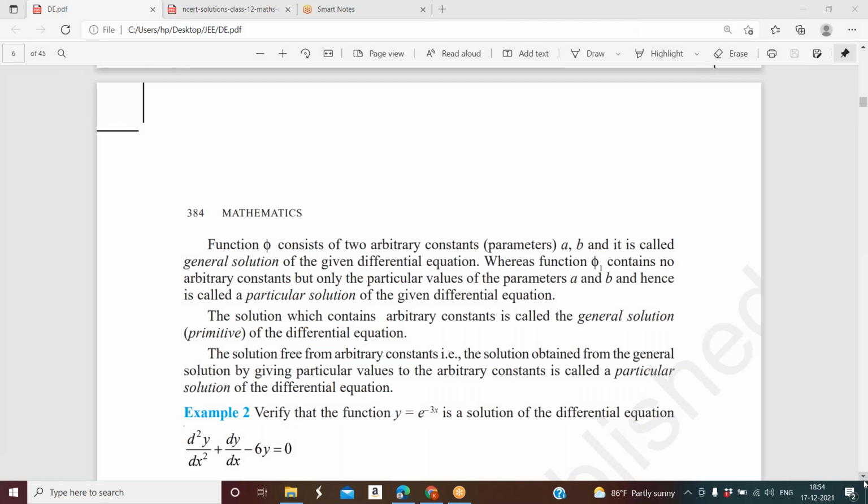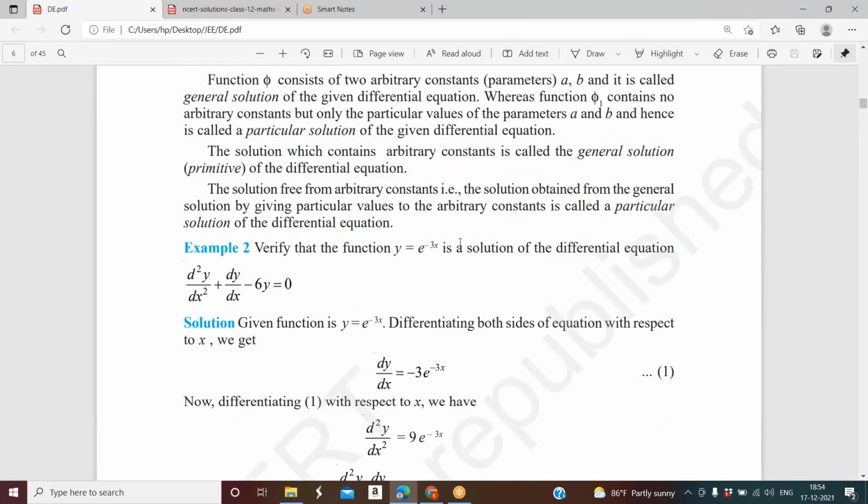See one example. Verify that the function y equal to e power minus 3x is a solution of the differential equation d square y by dx square plus dy by dx minus 6y equal to 0. This is a differential equation. y is the dependent variable and x is the independent variable. y depends on x, only one independent variable, so it is an ordinary differential equation. The highest order derivative is d square y by dx square, so the order is 2. Its degree, or power, is 1. So the order is 2 and the degree is 1.